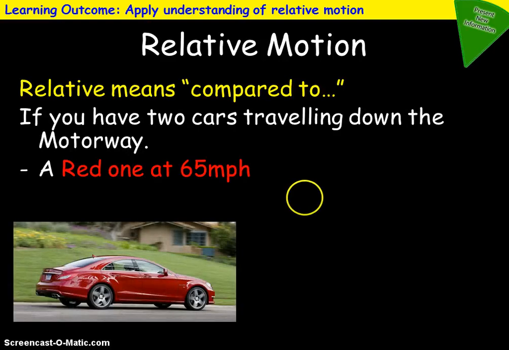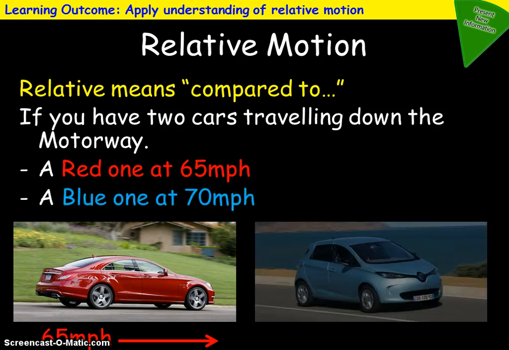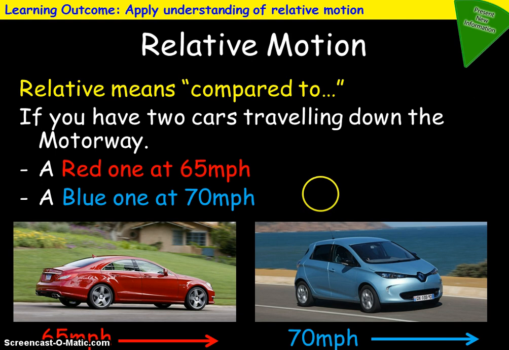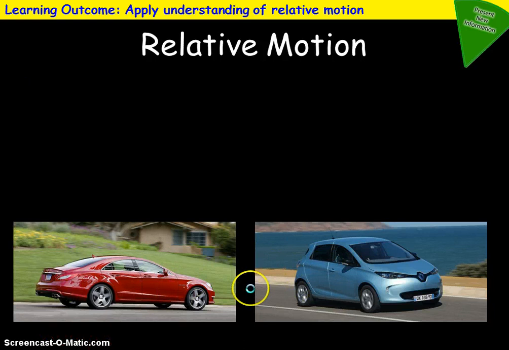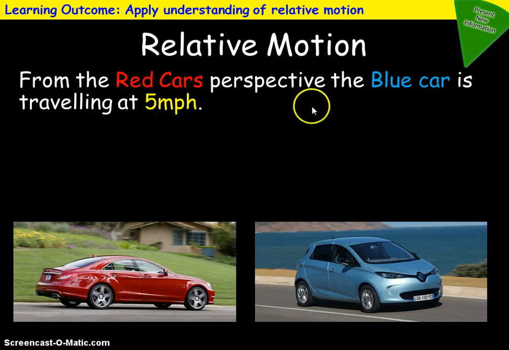So we've got a red car that's going at 65 miles per hour, and a blue car going at 70 miles per hour. If these two cars are travelling in the same direction, as shown by the arrows, because velocity is a vector quantity, which means it has direction, and direction is important, then if I compare the relative speed of car A to car B and vice versa, from the red car's perspective, the blue car would be going 5 miles per hour faster in that positive direction.